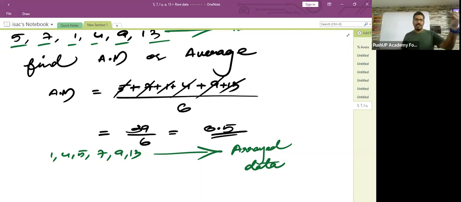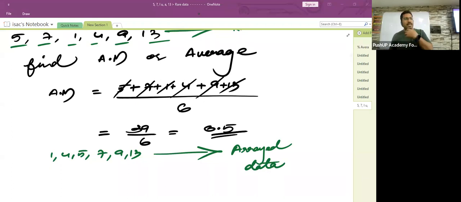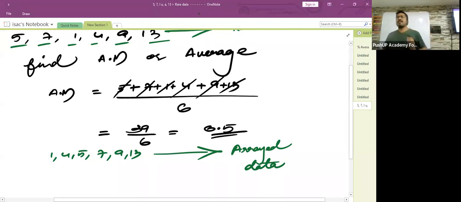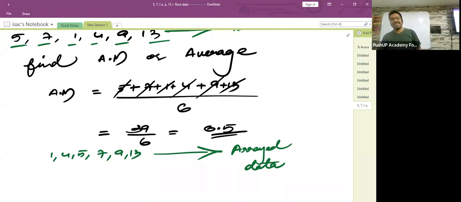So now I have a question. Try to answer this, a very simple question. Will there be any change in the arithmetic mean if I use the arrayed data or the raw data? No, sir. Very good. Very sure about it. There won't be any change in the arithmetic mean if I find the arithmetic mean using the raw data or the arrayed data.